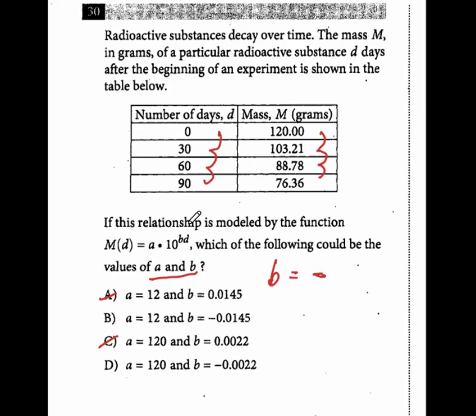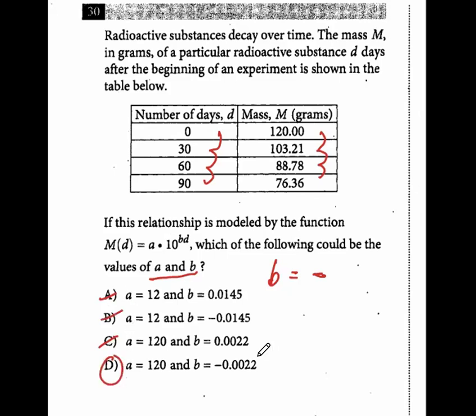the number of days is 0, this 10 to the power of bd will just be 10 to the power of 0, which would just be 1. So that means at 0 days, the mass is 120. That means a would have to equal 120. So the correct answer is D.